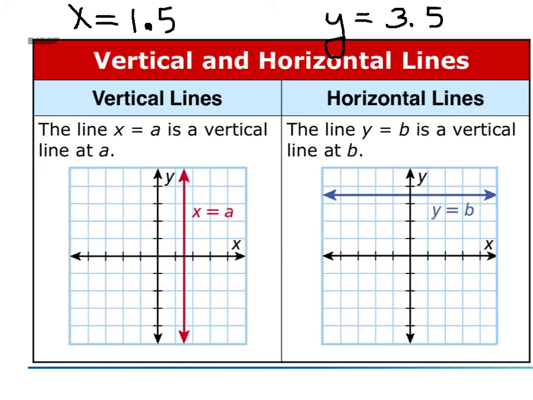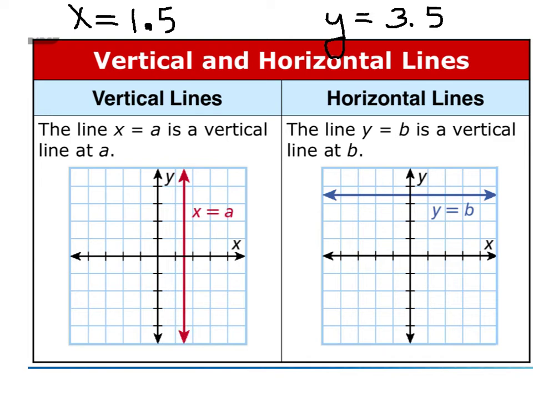All right, vertical and horizontal lines. This is very important. Vertical line. The line x equals a is a vertical line at a. This one is x equals 1.5. This is the equation for the line. So I go to my x-axis, 1.5. Put a dot and draw a line.